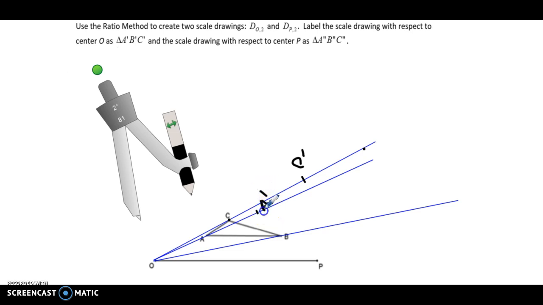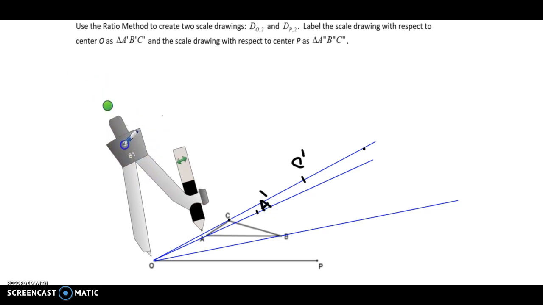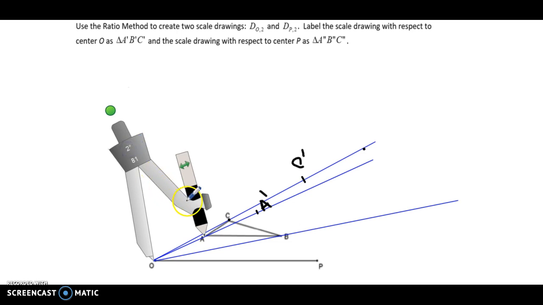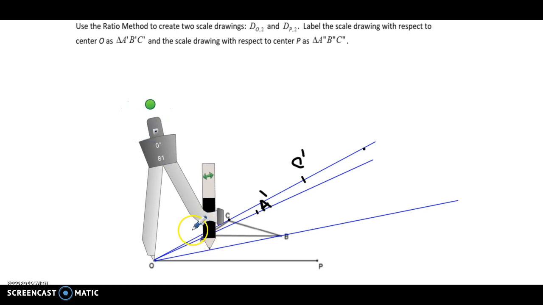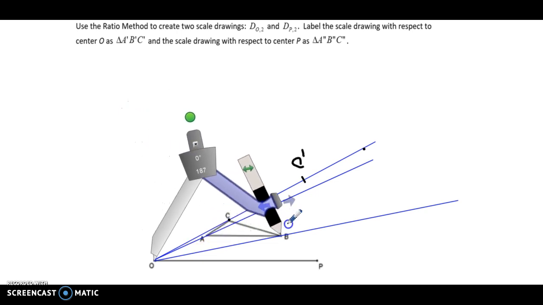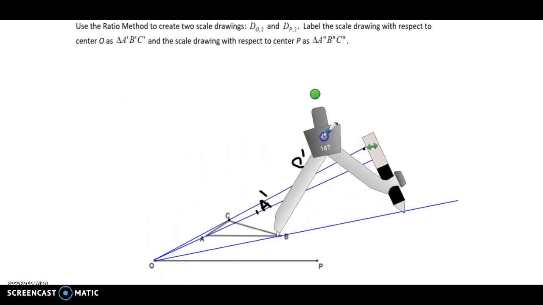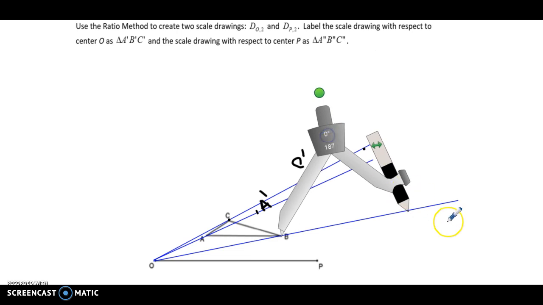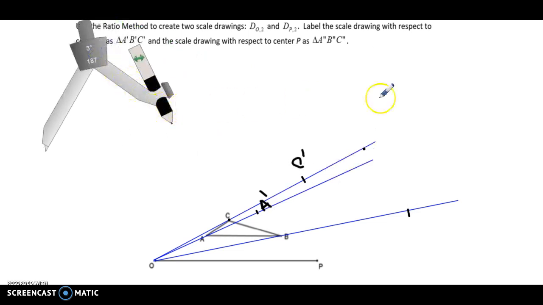Then one more time with B. I'm going to open up my compass to B. There's the length from O to B, and now make it twice as long. We are doing a dilation with a scale factor of 2. And so we call this now B prime.